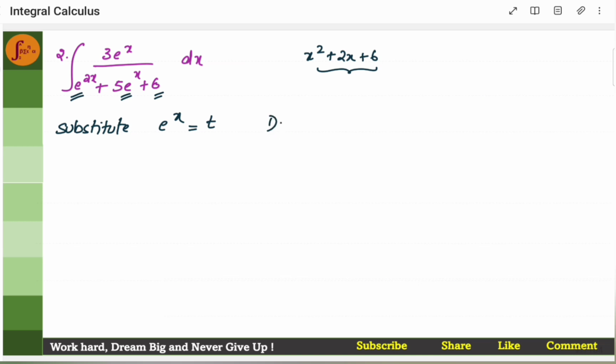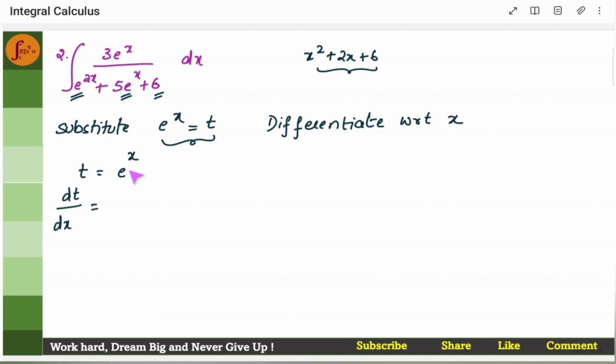Now I will differentiate. If I differentiate this entire expression, I'll get, let me write this as t is equal to e to the power x. When I differentiate, I'll get dt. You have to differentiate with respect to x. So I'll get dt by dx. What is the derivative of e to the power x? It's e to the power x itself. Now, this means dt is equal to e to the power x into dx. That is, I shift this here. So it will be e to the power x into dx is equal to dt.